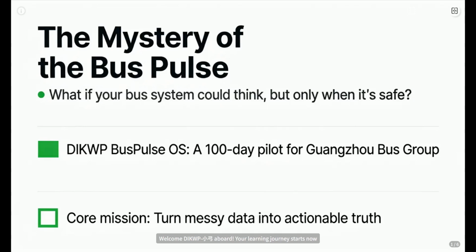Ever wondered how a city's pulse beats? Not just the heart, but the veins and arteries of public transport. What if we could give that pulse a digital twin? One that doesn't just react, but thinks critically, especially when things get messy. That's the spark behind the BusPulse OS.